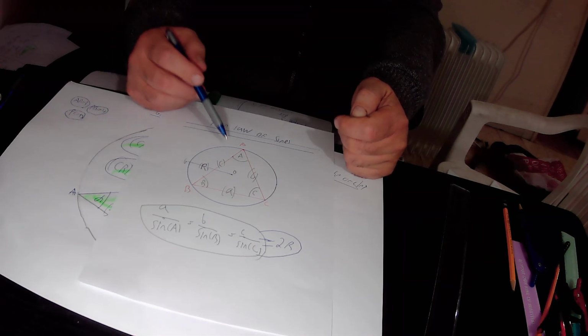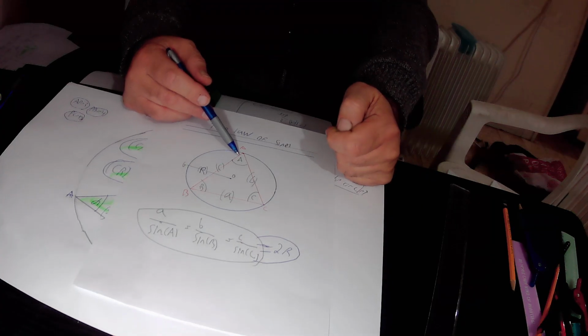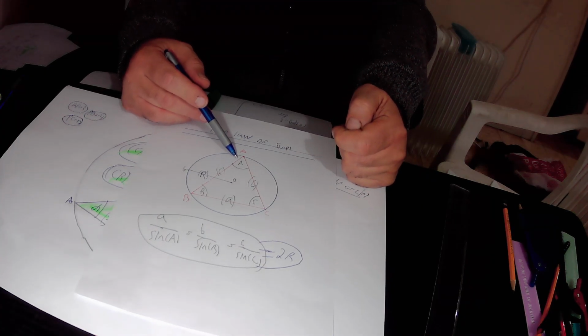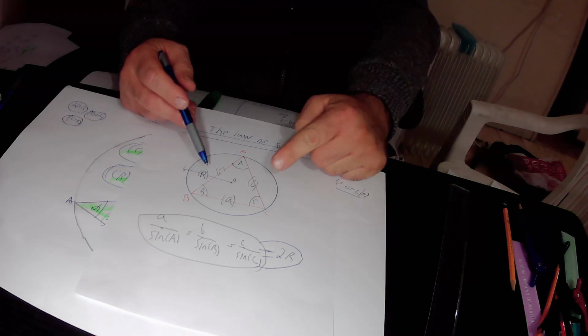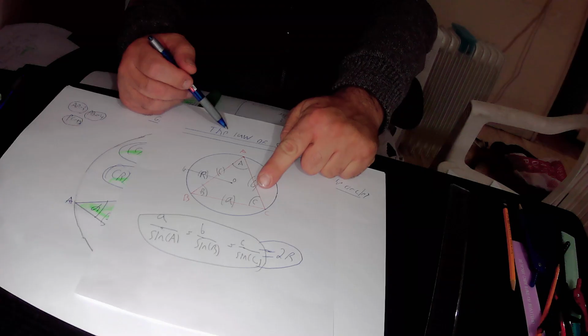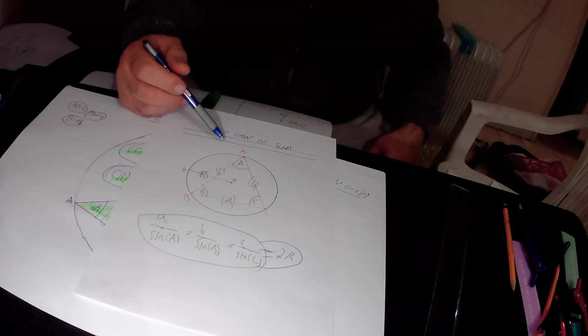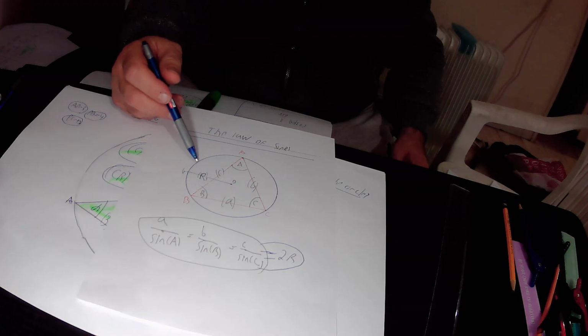And this is again BAC. This is equal to capital A degrees in size. This is again ABC. This is equal to capital B degrees in size. And this is again ACB. This is equal to capital C degrees in size. And this triangle ABC is circumscribed by this circle, and the radius of this circle is R.